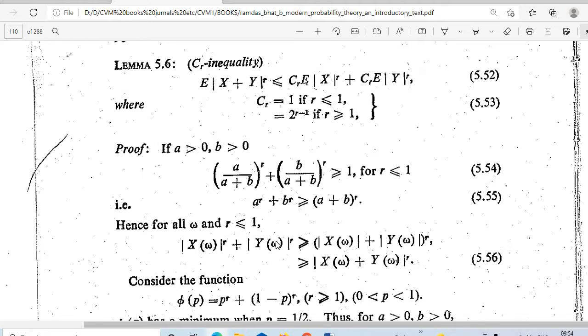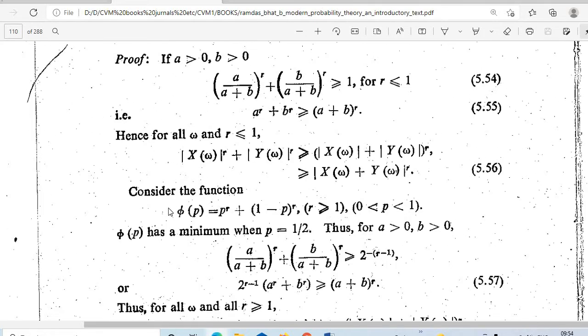And b with the y of omega. So what happens? Mod x raised to r plus mod y raised to r is greater than or equal to bracket mod x plus mod y all raised to r. But by the triangle inequality, mod x plus y is less than or equal to mod x plus mod y. So instead of mod x plus mod y, you can replace it with the smaller term mod x plus y. So that will be greater than or equal to mod x plus y raised to r.